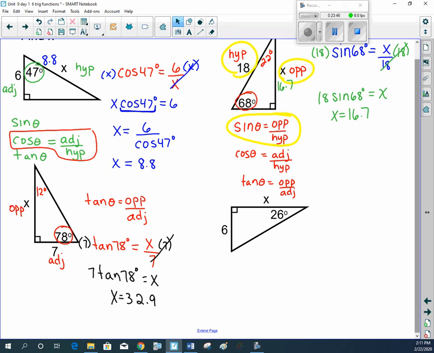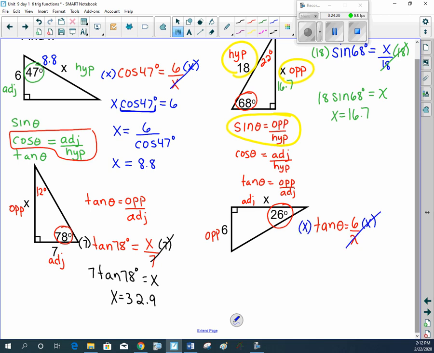Okay, over here, last one. I'll just use the given angle. This is theta. 26 degrees is my theta. So this x is considered the adjacent side, and the 6 would be considered the opposite side. So when I write it out, I'm going to use tangent, because tangent uses opposite and adjacent. So tangent theta is opposite side 6 over adjacent side x. Got to solve that for x. So I'm going to multiply both sides by the x.